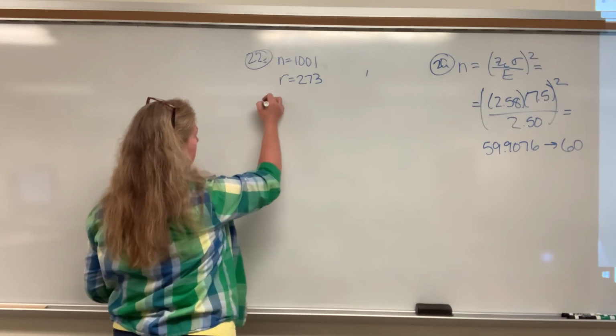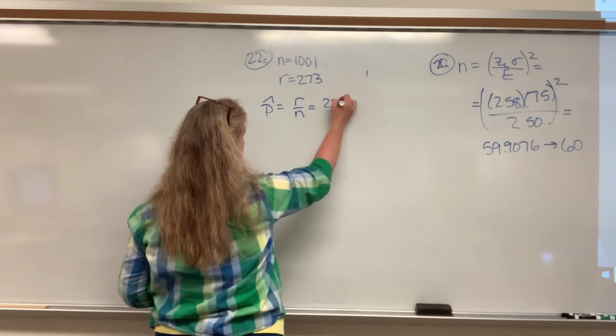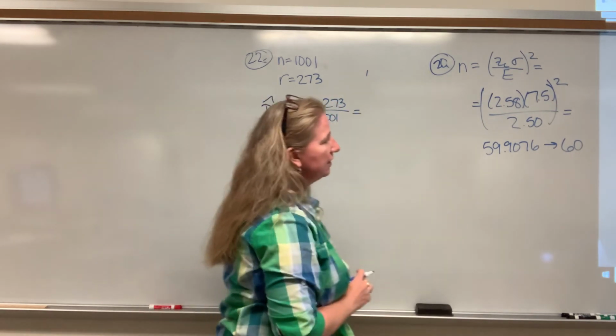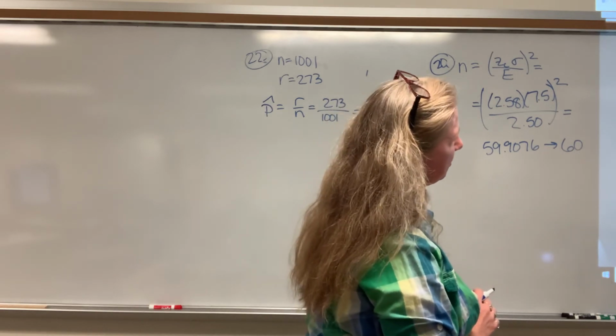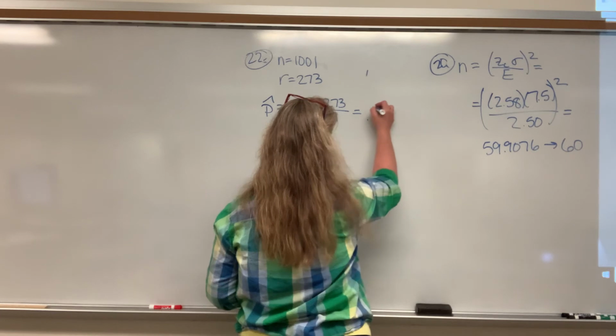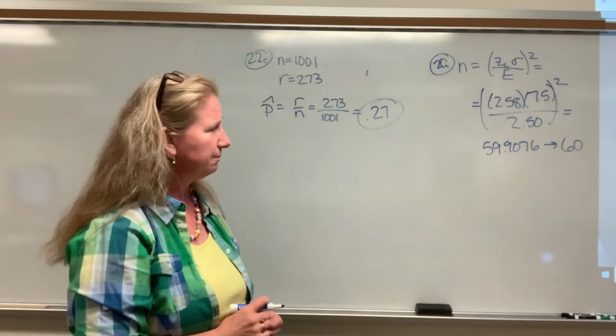What is a point estimate for P? Well, it's P hat, and it's R over N. So 273 over 1,001, which is going to be close to 0.273, 0.27. That's my point estimate, so about 27%.